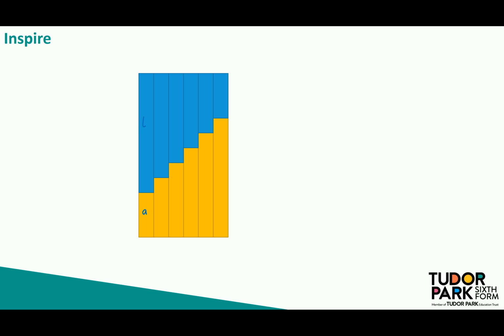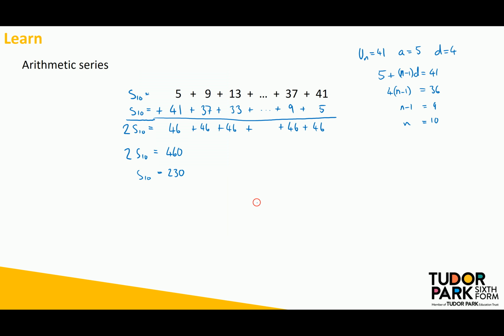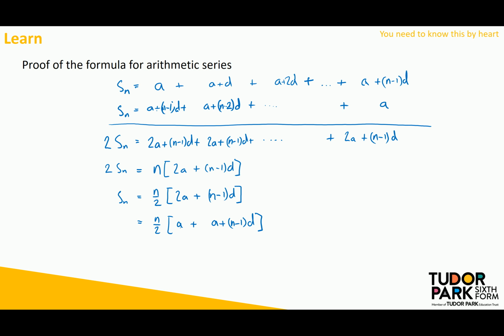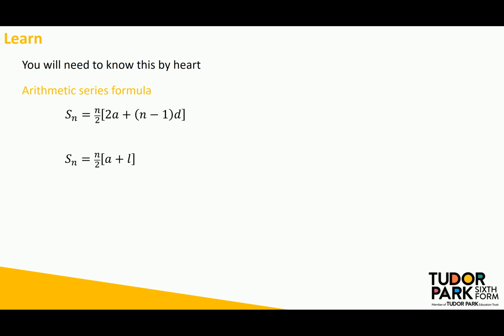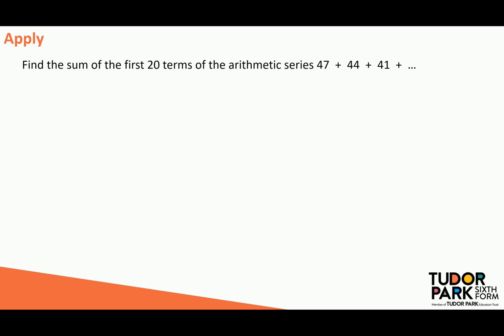Now to generate that last term, what do I need to do? I need to do a plus n minus 1 lots of the difference. So another way of thinking of this general formula is that it's the first term plus the last term, or thinking of it as 2a plus n minus 1d. So these are the two versions that you will need to know again from memory. As I say, this is first term plus last term, but that's the same as writing down 2a plus n minus 1d. Let's look at how we use this then.